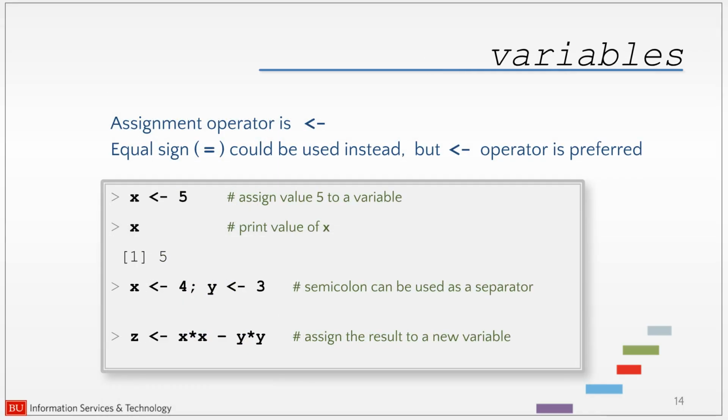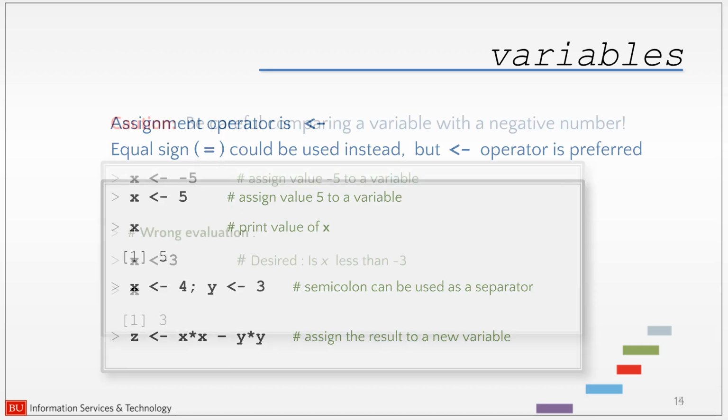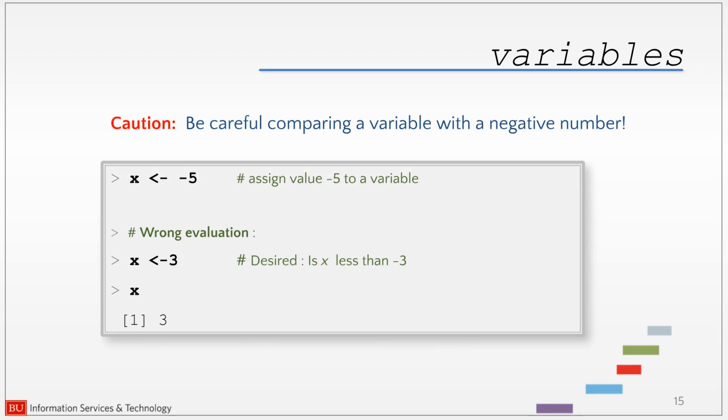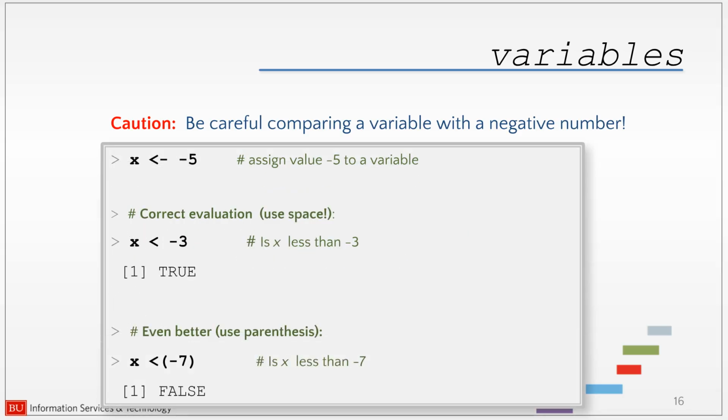The assignment operator in R is the left arrow, less than dash. While the equal sign can also be used, the left arrow is preferred. A semicolon separates multiple commands on one line. Be cautious when comparing a variable with a negative number. Without proper spacing, the comparison can be misinterpreted as an assignment. For correct evaluation when comparing variables with negative numbers, use a space between the comparison operator and the negative sign, or, even better, use parentheses around the negative number.